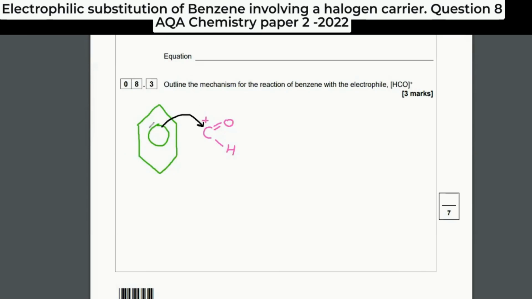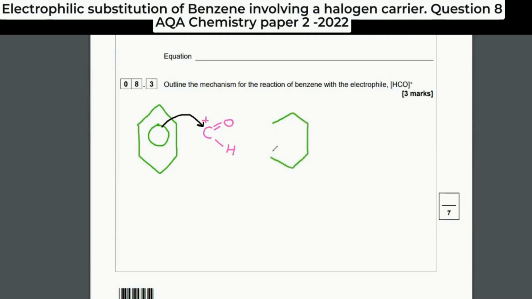Now notice I've drawn a curly arrow going from the ring because it's electrons that move, not positive charge. You can't draw a straight arrow, that won't get you the marks. And so that's coming from the ring, I'm touching the ring and going to the carbon atom. And it's a pair of electrons that represents.